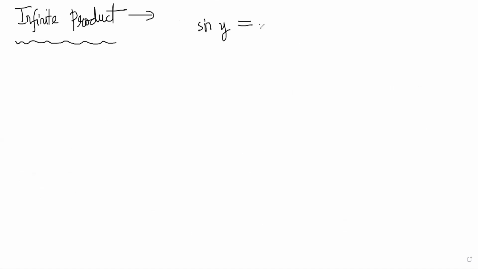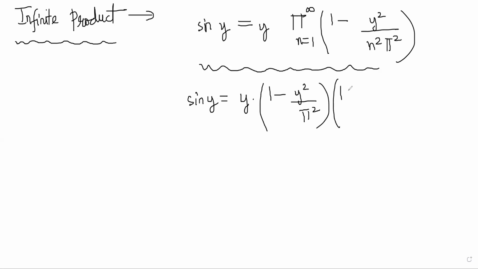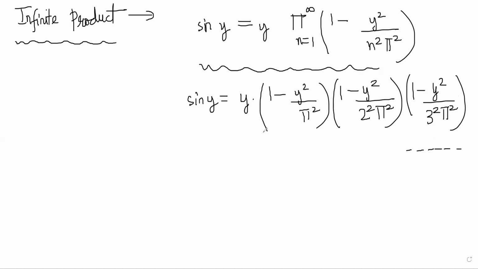Sine y was expressed as y times the product from n equals 1 to infinity of 1 minus y square by n square pi square, right? Now, this looks very weird. It is strange. If I expand and write a few terms, you will understand what is happening. This is 1 minus y square by pi square, and then 1 minus y square by 2 square pi square, and so on, 1 minus y square by 3 square pi square. And this is an infinite product, right?